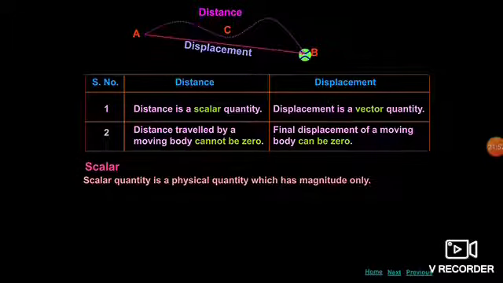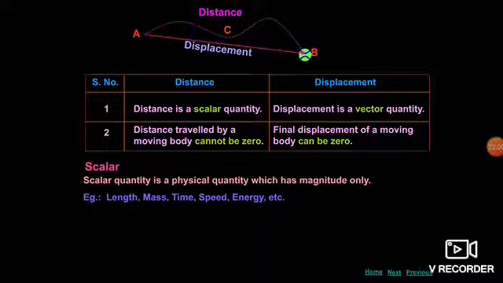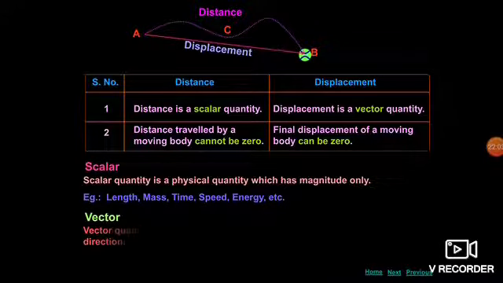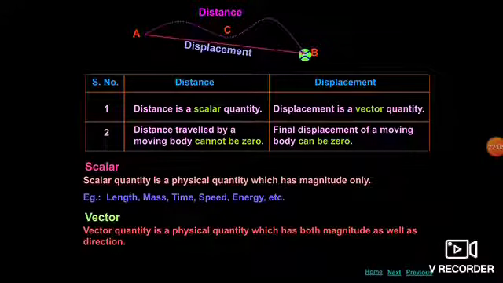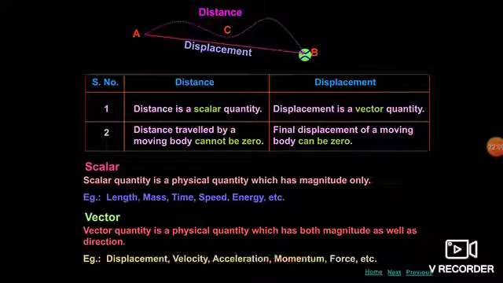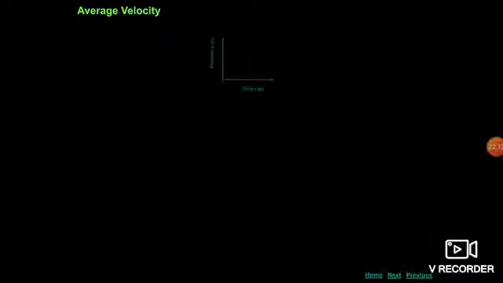Scalars have magnitude only: quantities like length, mass, time, speed, energy, etc. Vectors have both direction as well as magnitude. Displacement, velocity, acceleration, momentum, force, they are all vectors.